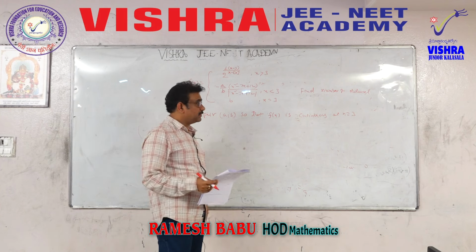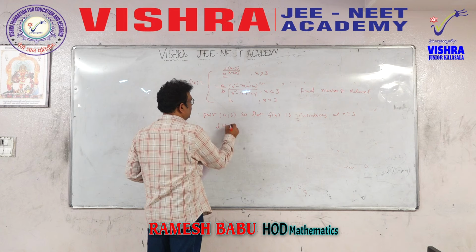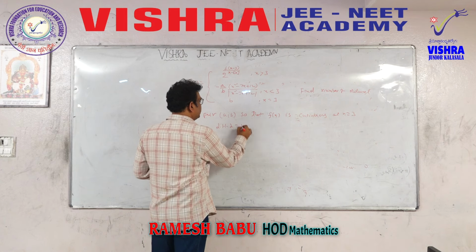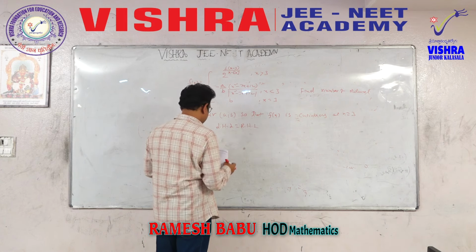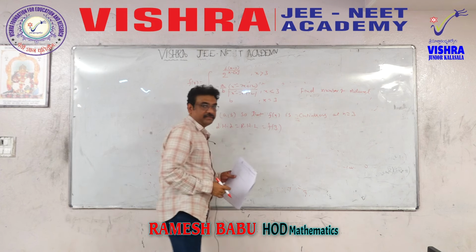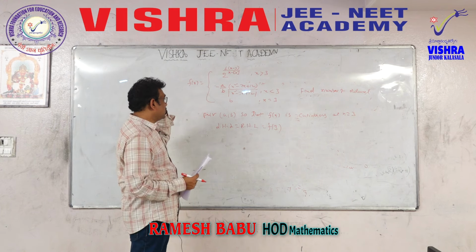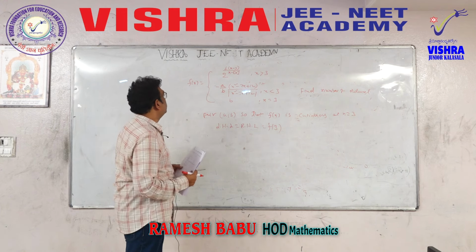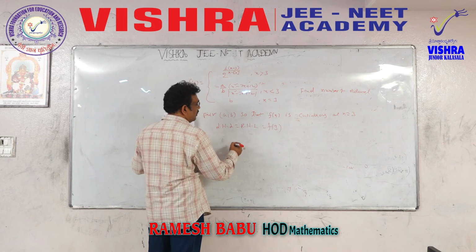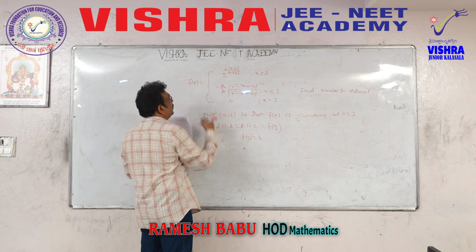So continuous means left hand limit is equal to right hand limit is equal to f of 3. Here f of 3 is equal to b.